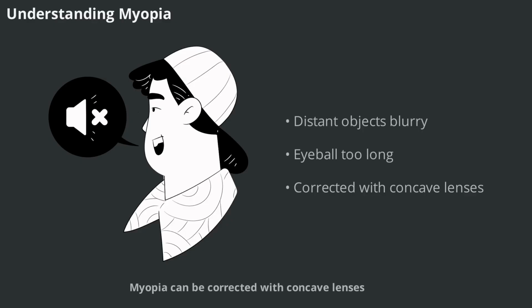Myopia can be corrected with concave lenses, which diverge light rays so they focus properly on the retina. Early detection and correction are important for maintaining good vision.